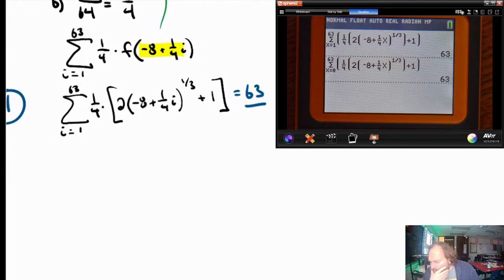Still giving 63, eh? 1/4, -8 plus. Just gonna check, because I don't know. I might be feeling strong enough to say that that's what I think it is. -8 plus I over 4 to the 1/3 power times 2.